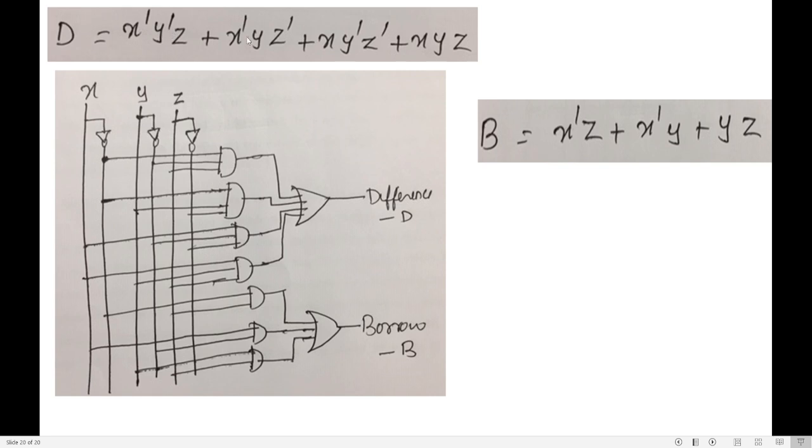How many AND terms? 1, 2, 3, 4. So 4 AND gates are connected to an OR gate. That is my difference. Similarly, plot for your borrow.